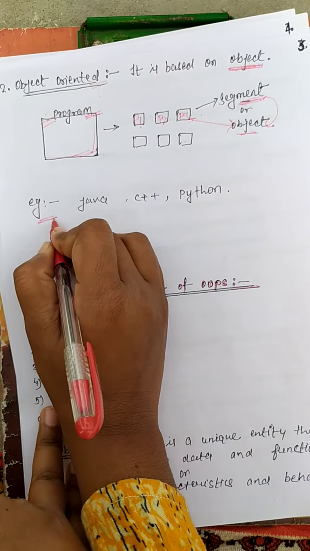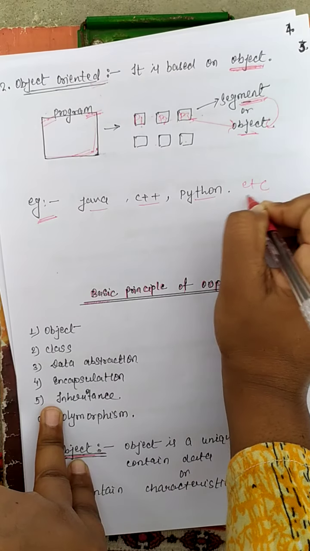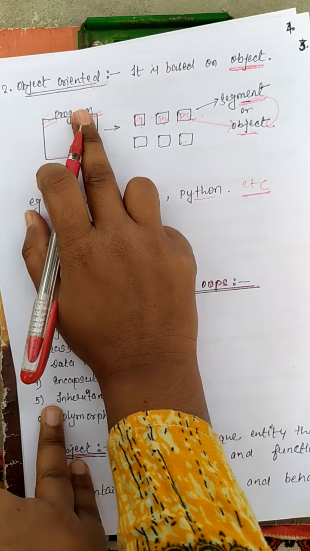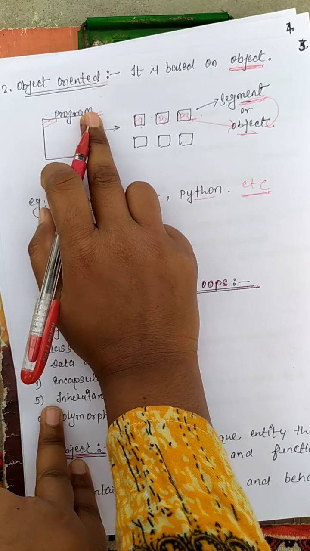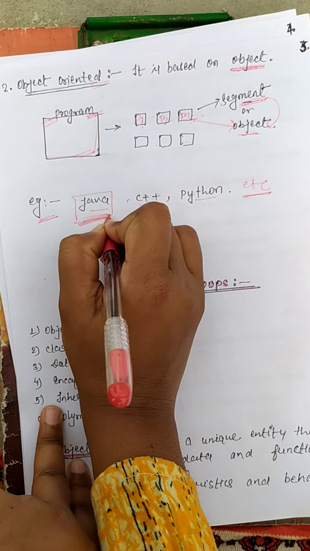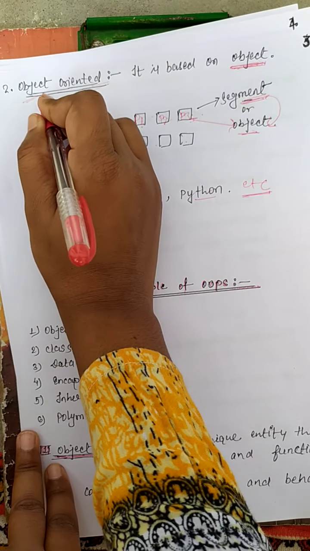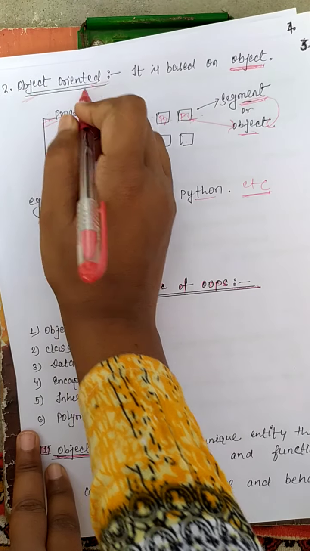Examples of object oriented programming languages: Java, C++, Python, etc. These are examples of object oriented programming language. Now we learn about the Java programming language. Before learning Java, we discuss the principles of object oriented programming.